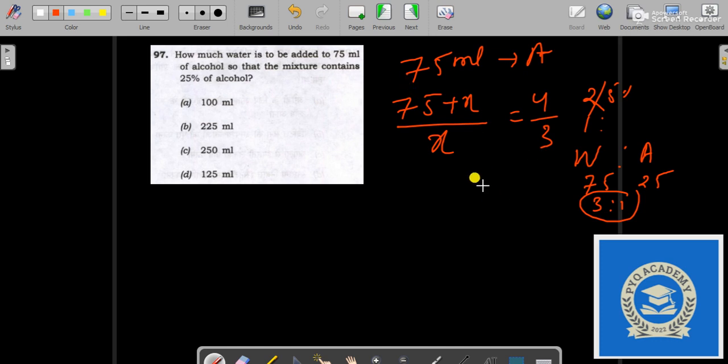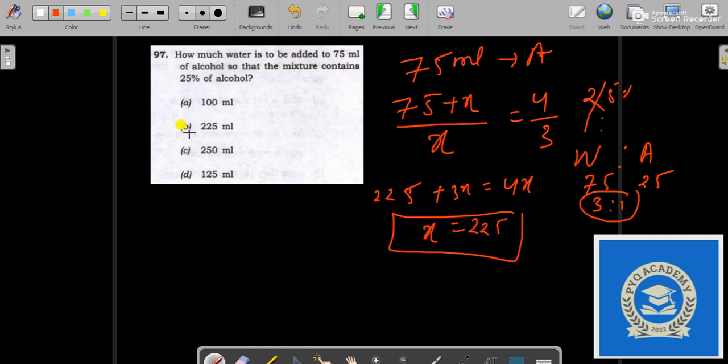So let's solve this. By cross multiplying we will get 3 into 75 is 225, plus 3x equals to 4x. So x equals to 225. So we get our required answer. The question was asking us water, so x is nothing but the quantity of water added. So the answer is option B, 225 ml.